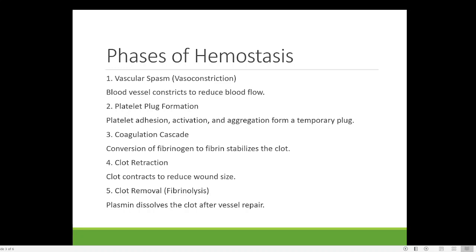Here you can see in this process of platelet adhesion that these platelets stick with each other, and after that there will be platelet activation and finally the formation of a temporary plug. By this process, the platelets stick with each other. Here you can see these small platelets sticking with each other.